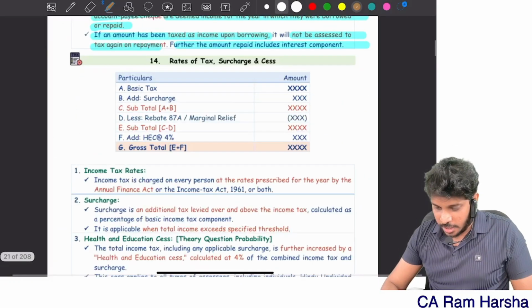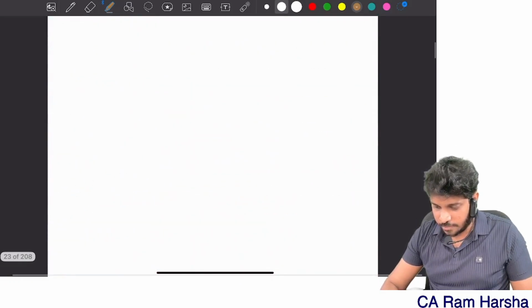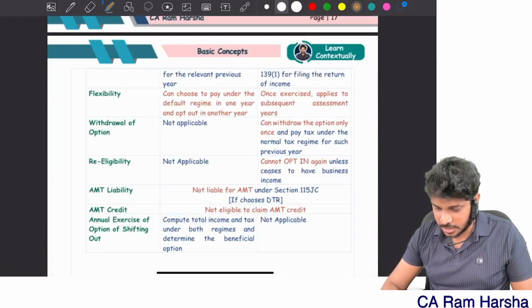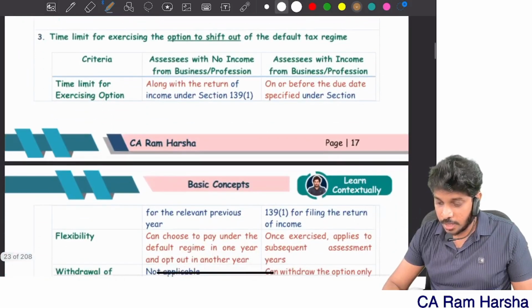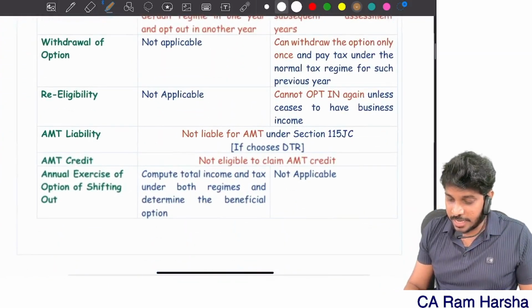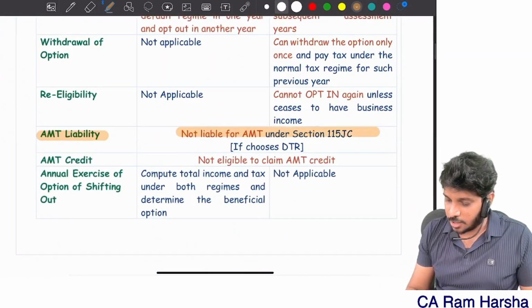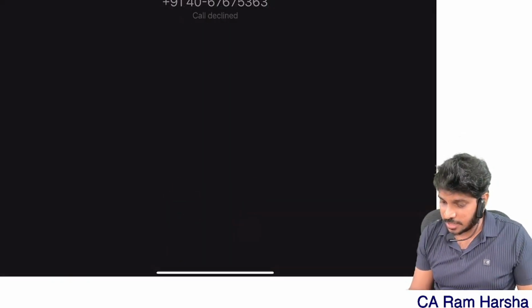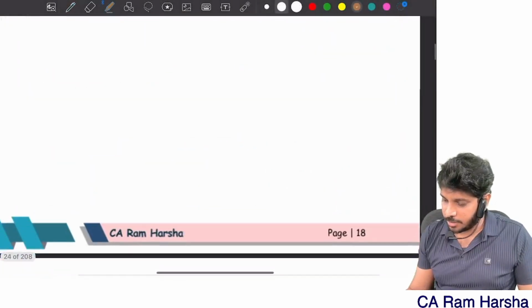In AMT, here I will show you. In the default tax regime, what happens? AMT liability: the SSE is not at all liable for AMT if it chooses the default tax regime. Look at page number 18.